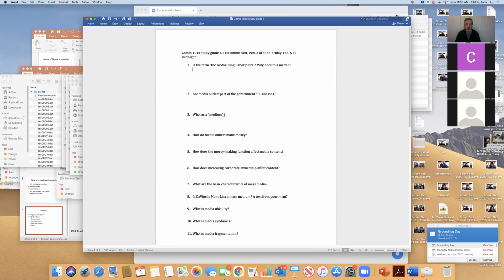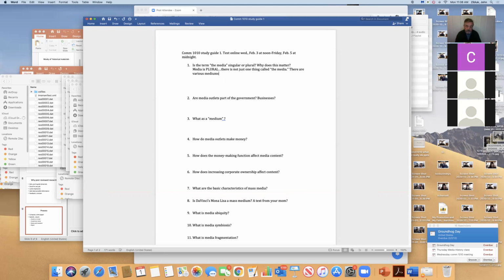is the term media singular or plural? The term media is plural. There is not just one thing called the media. There are various mediums, TV, internet, etc., and media outlets. So that's why it's important. Why does this matter? Because the media, it's not just one thing. People say the media, and they think it's one bunch of certain types of people. It's not. There's many different kinds.